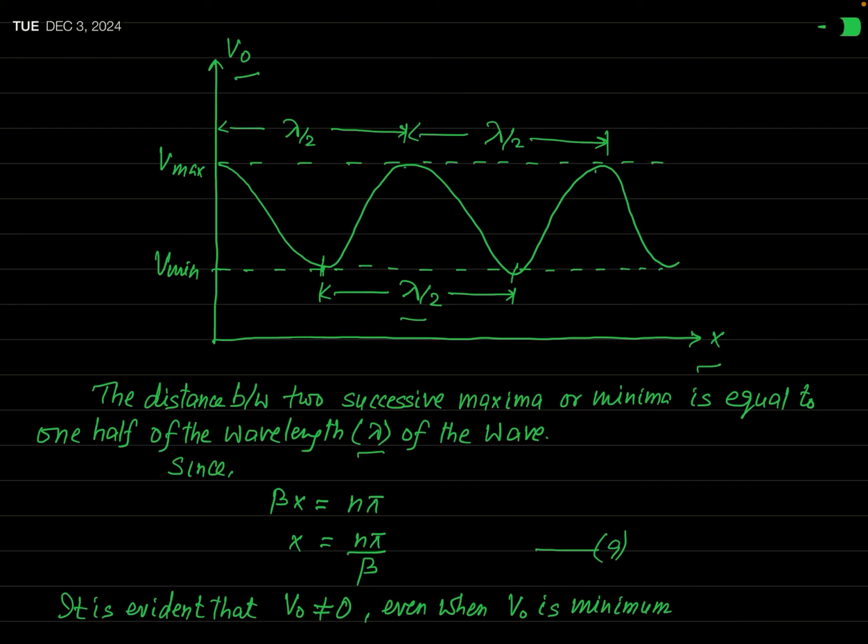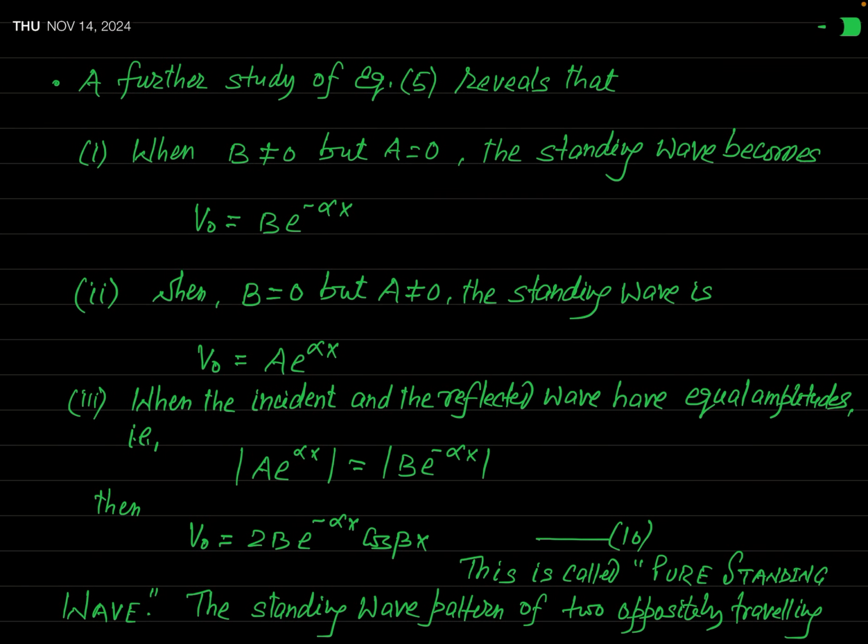Now, you have seen that beta x is equal to n pi for the maximum value of V, and in this condition x will be equal to n pi over beta. So by this equation you can find all the values of x where the value of V naught will be maximum. And as I have told you, this V naught is not 0 even when V naught is minimum, but this is possible only when the amplitudes of the superposing waves are different.